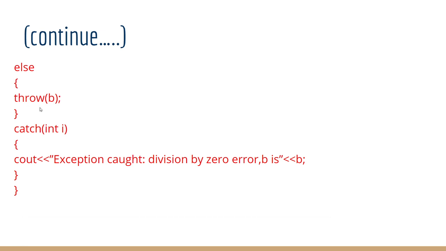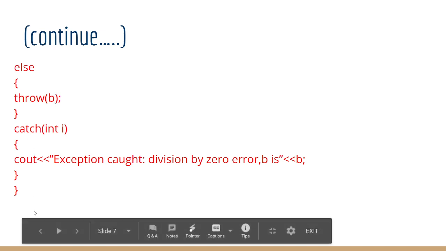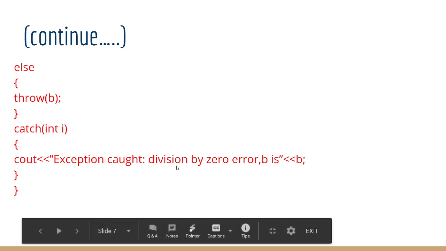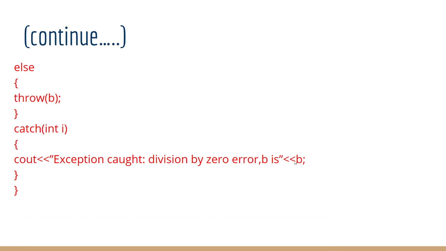This entire code should be written within a try block. The thrown exception will be caught by the catch block. So here the type of the argument should match the b data type, integer. Within a catch block, we can display an error message, that is, exception is caught, and we can also specify what type of exception it is, that is division by 0 error, and print the exception value. So let's run the program.